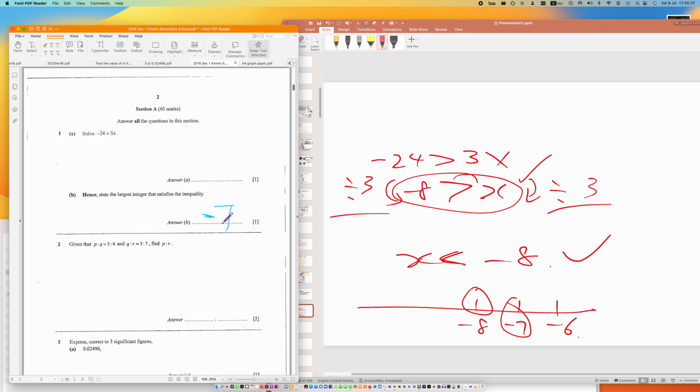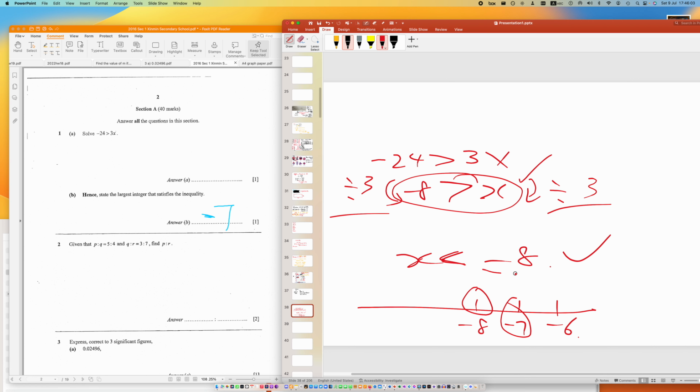But they say find the largest integer. State the largest integer that satisfies it. Largest? I don't know why it is the largest, because there is no largest. As large as possible, there is no largest. But it must be smaller than negative 8. Negative 9.